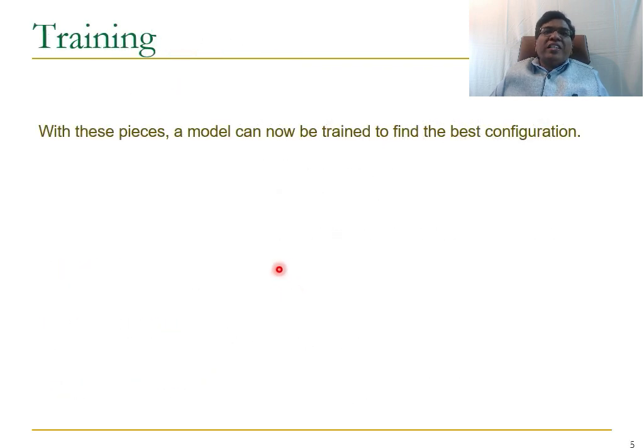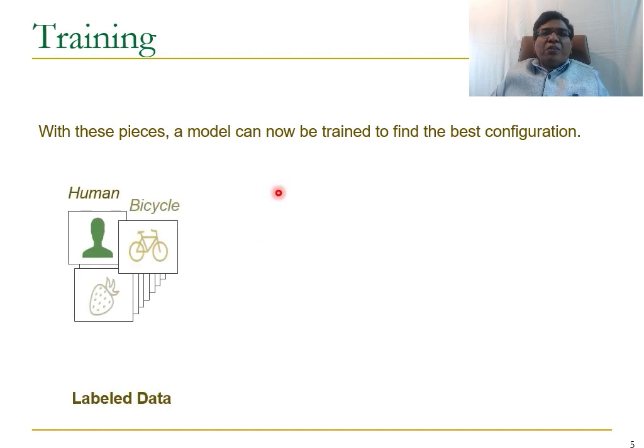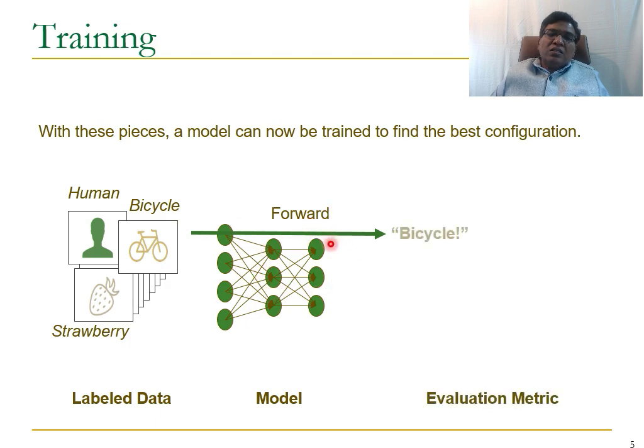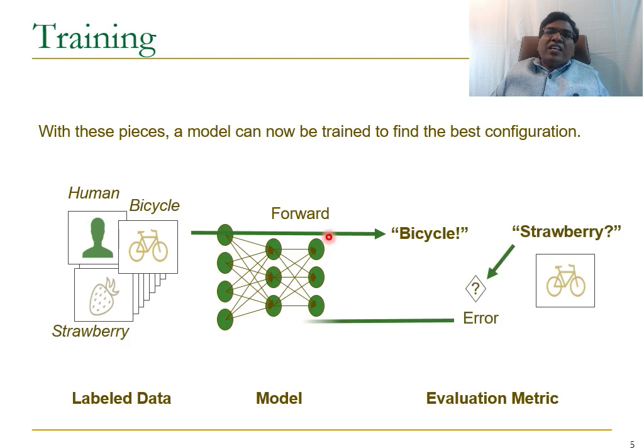What do you mean by training? A model can be trained to find the best configuration. The labeled data is the input to the model. These are all the labeled data. This is the input to the model. This is the model.